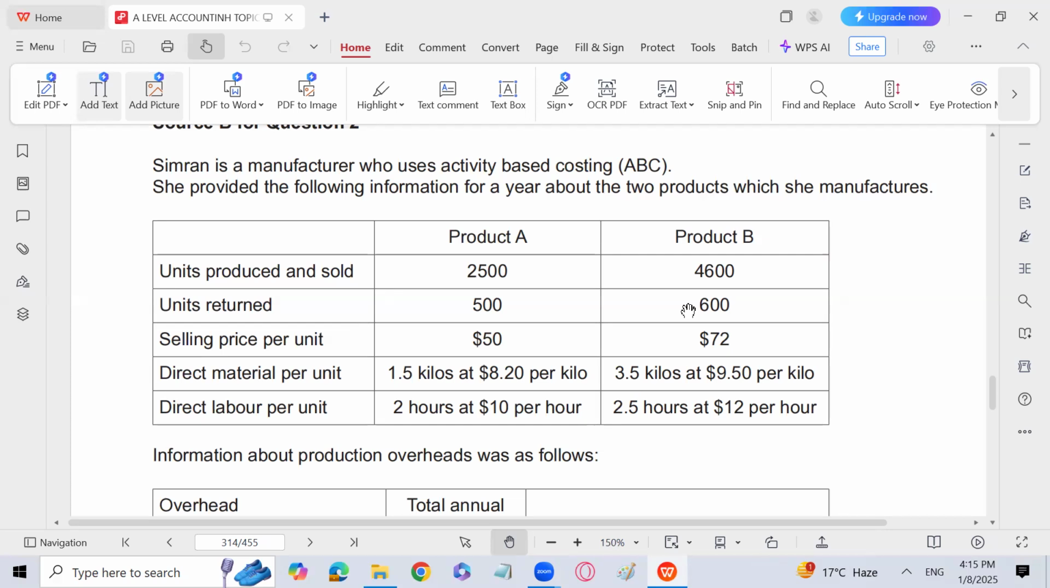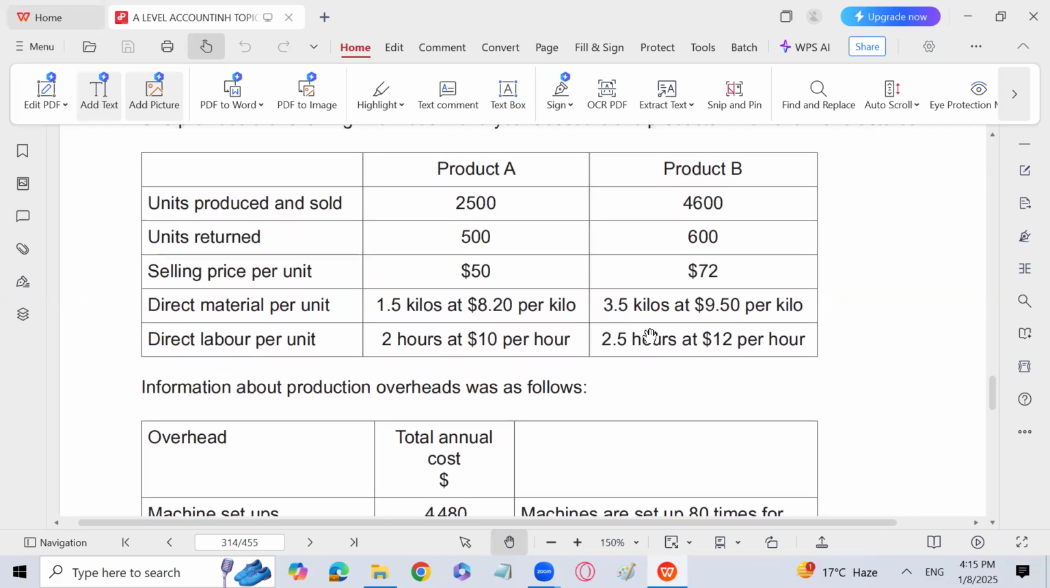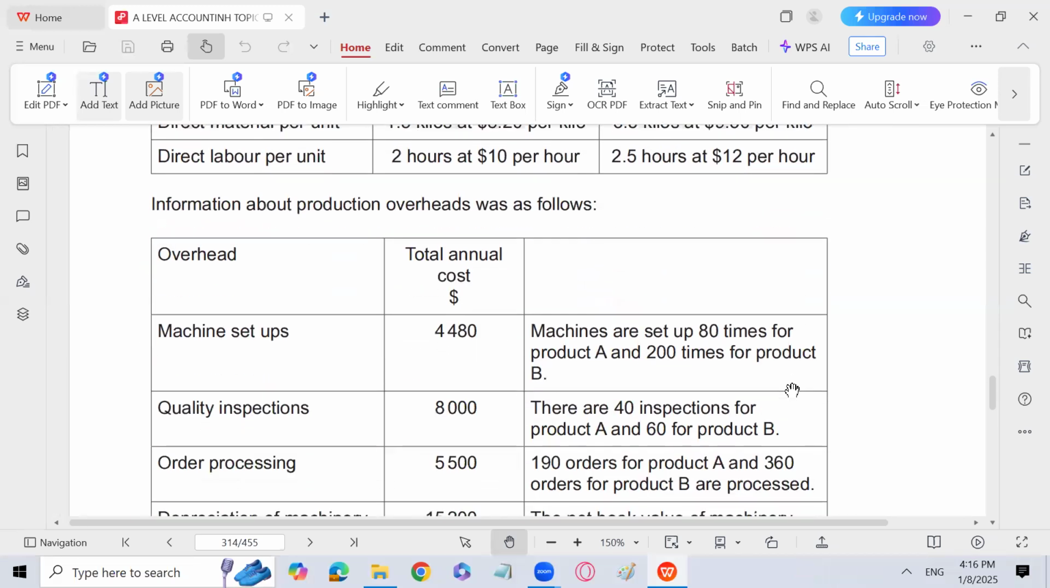Selling price per unit is 50 for product A and 72 for product B. Direct material per unit, 1.5 kilos at the rate of 8.2 per kilo. For product B, 3.5 at 9.5. Then direct labor per unit, 2 hours at 10 and 2.5 hours at 12. Always remember this, that material cost is always calculated according to the kilos per unit. यानी material cost कैसे लगती है units पे? kilos के हिसाब से. Labor is consumed according to the hours worked by the workers. It is always given through labor hours. So you have to multiply material per unit and labor per unit. Information about production overheads were as follows.